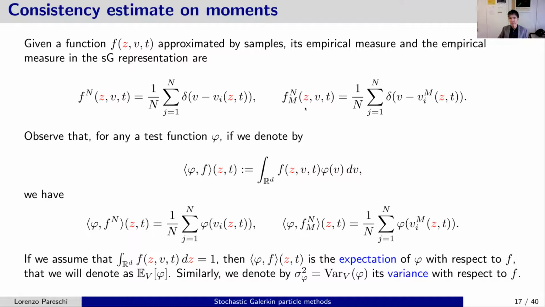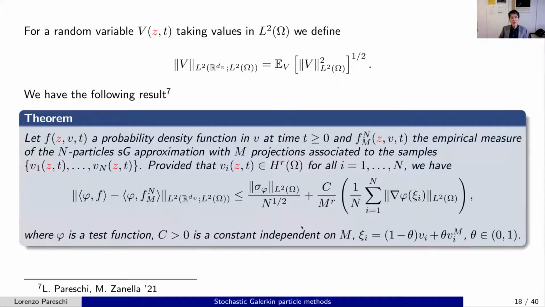They're still functions of Z. Yeah, they're still functions of Z. Sure. It's just the approximation that we have. Okay, so the kind of result we have, of course, considers the kind of error we have with respect to the moment.